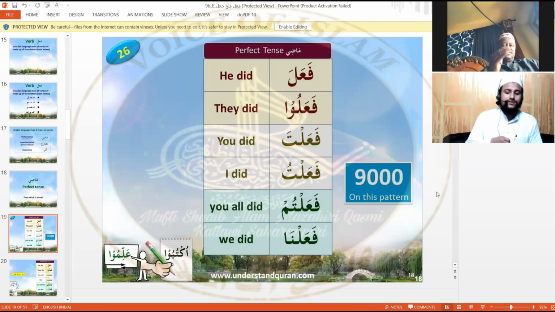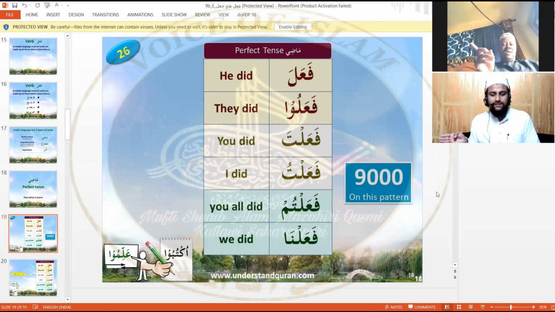We did. فعلنا. Don't do the action to the upper side. Do it in front of you or just to yourself or just your right hand. Okay. Fa'ala, fa'alu, fa'alta, fa'altu, fa'altum, fa'alna. فعلتم فعلنا.